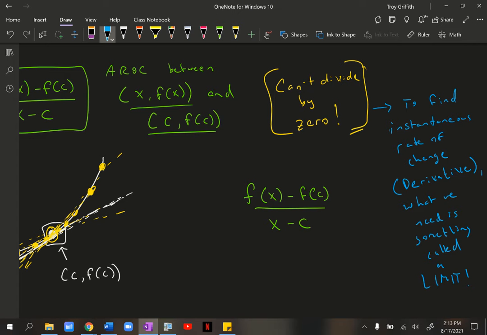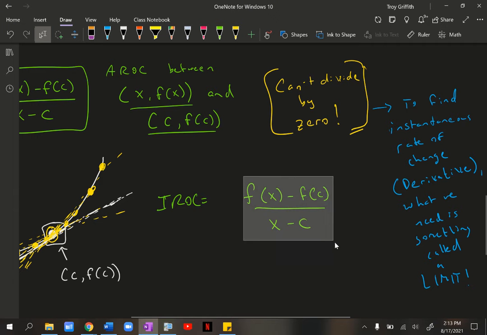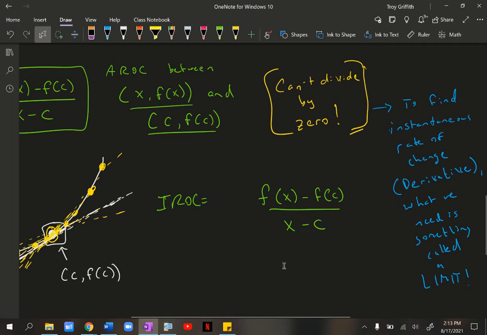What a limit is, is a study of what happens as we get really close to a value without actually touching it. So in order to find an instantaneous rate of change, here's what we do. We take this formula for the slope between two points in time, and we take the limit as x approaches c.